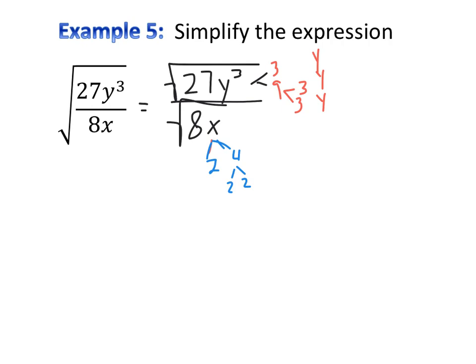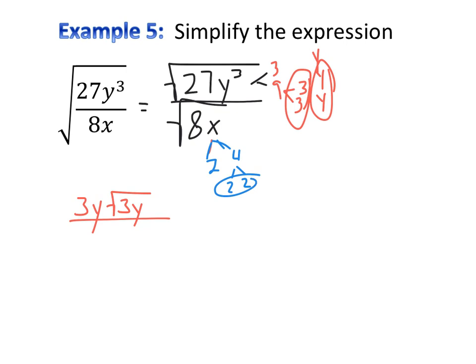So when I simplify the radical, I get on top 3y, square roots of 3y. And on the bottom, 2 square roots of, looks like 2x. Well, we're not satisfied if there's a radical on the bottom, so I'm going to multiply by that radical, which is the square root of 2x. So square root of 2x on top and bottom.